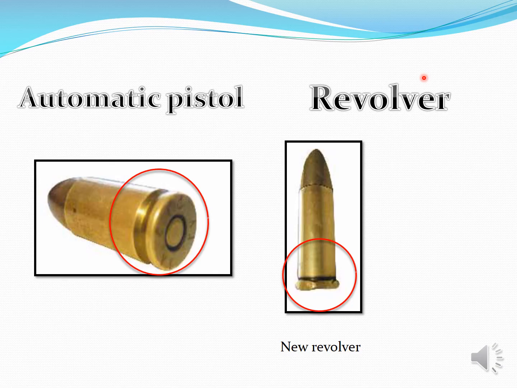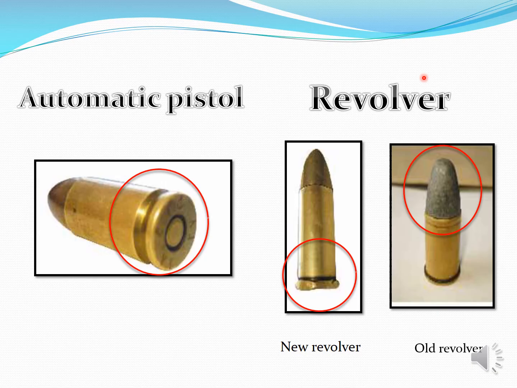But if the bullet is not covered, not jacketed by copper or nickel, like this, made of lead only, so it is old revolver. Okay, this is the difference between an automatic pistol and the revolver.